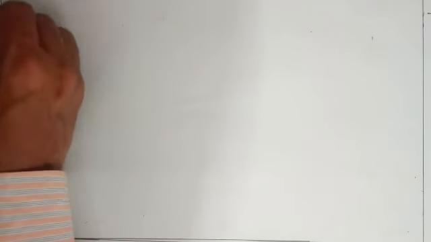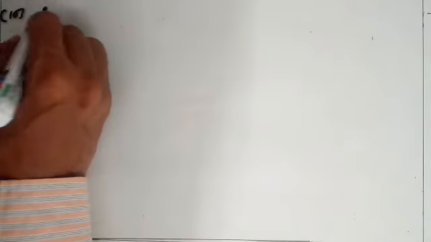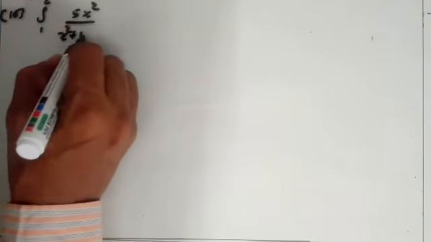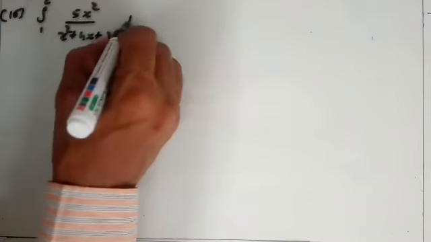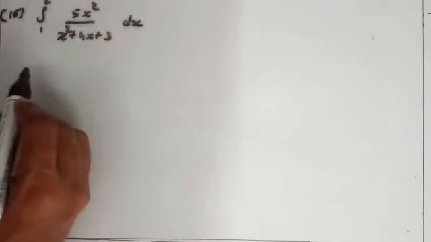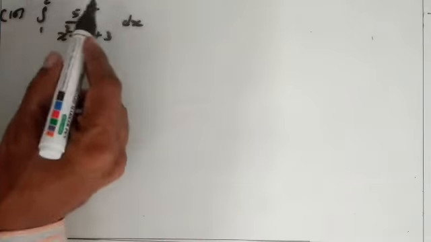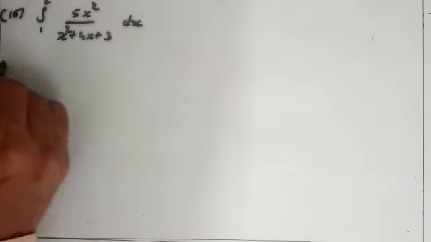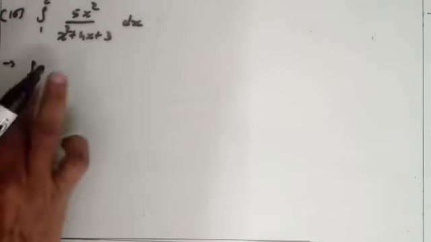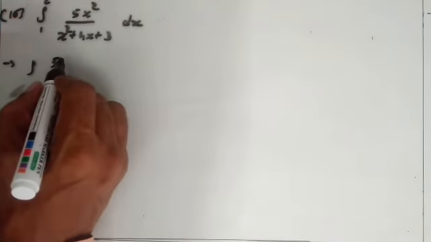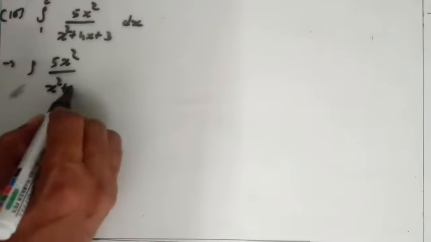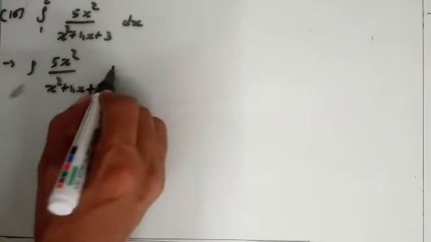Now question number 16. Find the definite integration from 1 to 2 of pi x square upon x square plus 4x plus 3 dx. In this type of integration, first we find the integration of pi x square upon x square plus 4x plus 3 dx, ignoring the limits here.